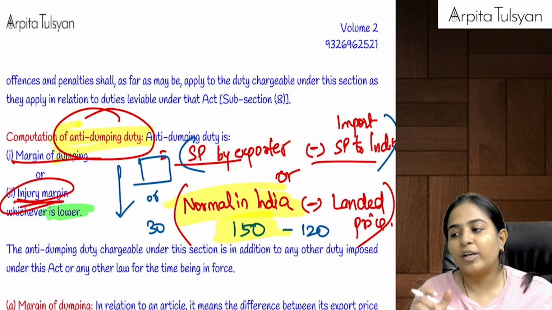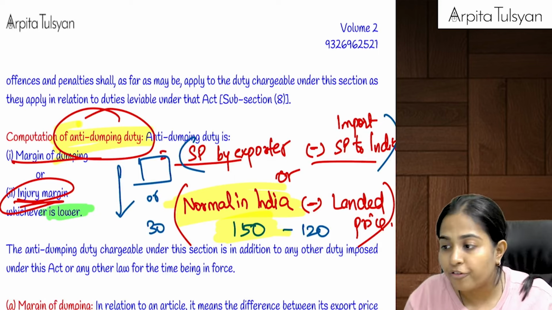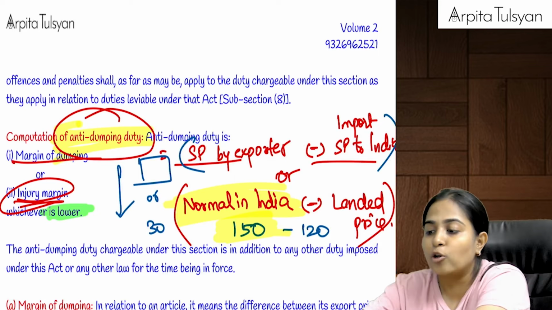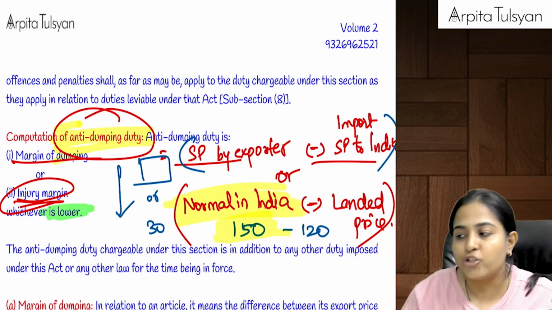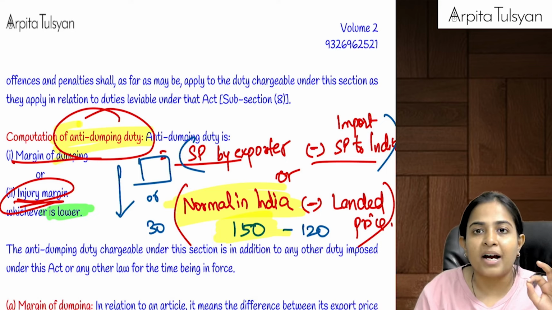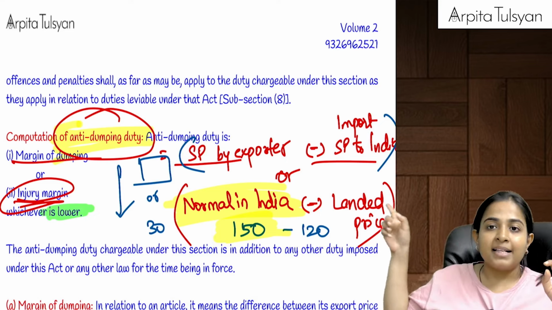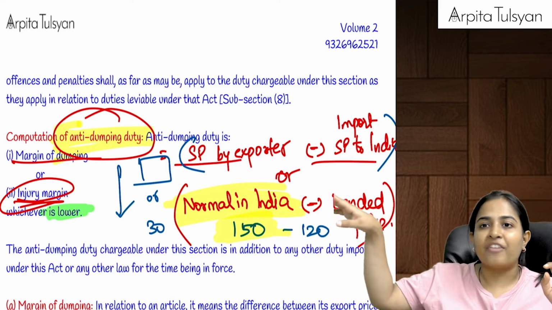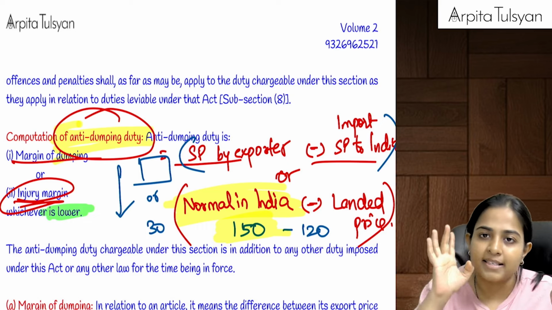How do we calculate the anti-dumping duty? Anti-dumping duty is the lower of dumping margin or injury margin, whichever is lower. Are you clear with this? Dumping margin or injury margin, whichever is lower. Dumping margin means Japan sells in its own country at 500, but Japan is giving to Arpita at 400. 100 rupees is the dumping margin.